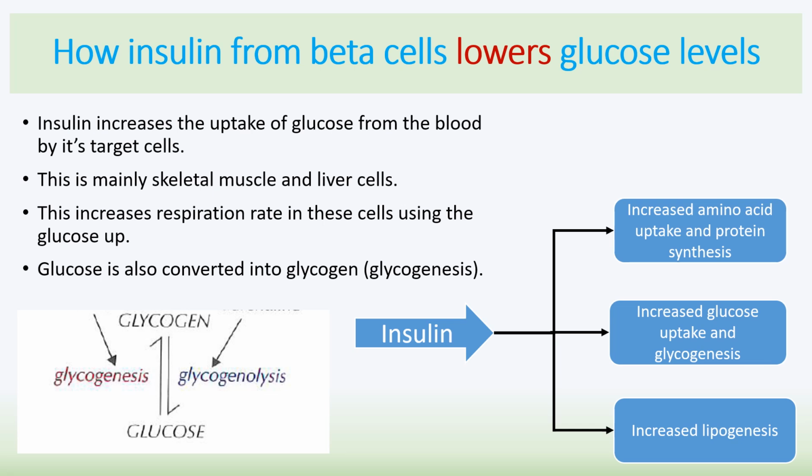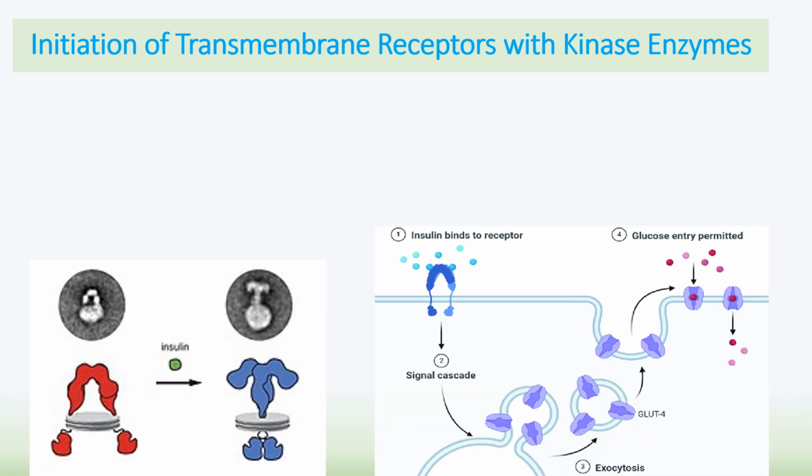When the blood sugar levels get too high, the beta cells release insulin, and insulin increases the uptake of glucose from the blood by its target cells. This is mainly in skeletal muscles and liver cells. They will increase their respiration rate to use that glucose up, and glycogenesis happens where glucose is converted to glycogen.